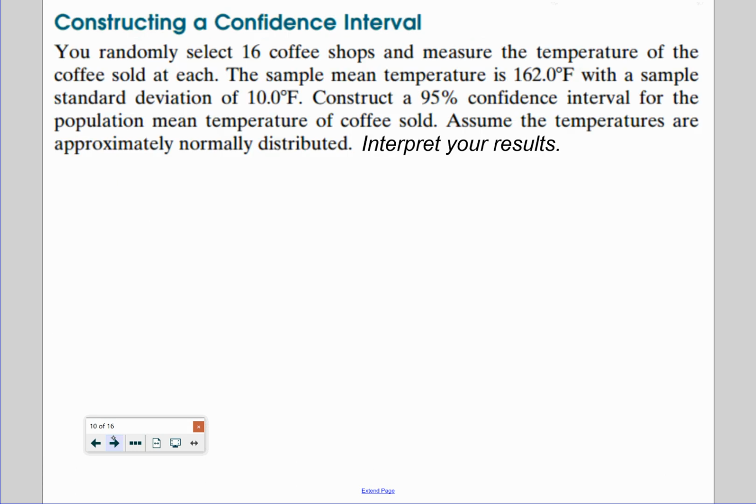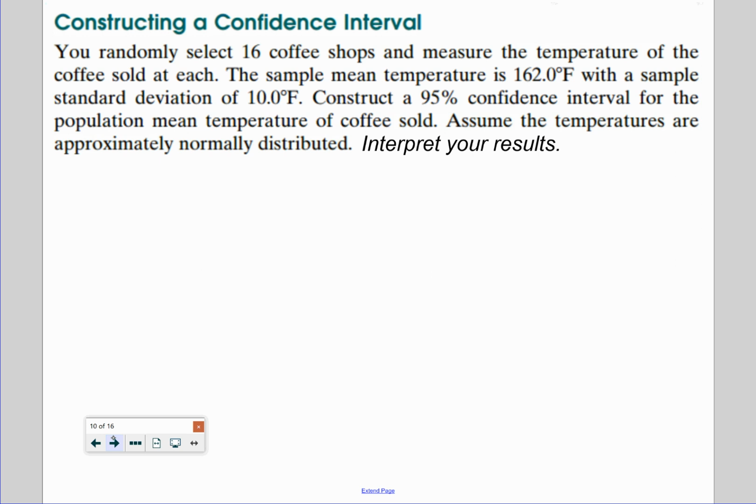All right, so we're going to do this one together. It says you randomly select 16 coffee shops and measure the temperature of coffee sold at each. The sample mean temperature is 162 degrees Fahrenheit with a sample standard deviation of 10 degrees Fahrenheit. We're going to construct a 95% confidence interval for the population mean temperature of coffee sold. Assume the temperatures are approximately normally distributed and interpret your results.